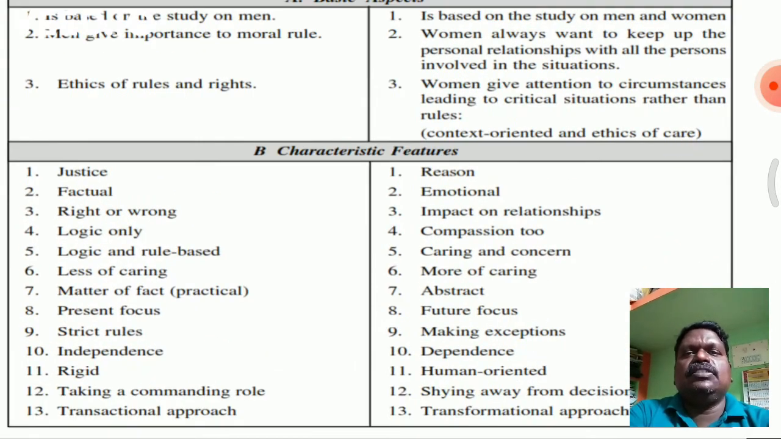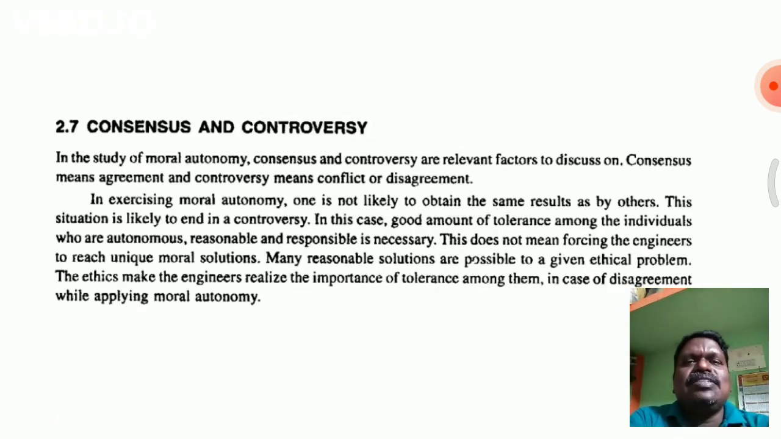So justice is given in Kohlberg, whereas reasons was taken in Gilligan. Factual is given in Kohlberg, emotional in Gilligan. Similarly, right or wrong in Kohlberg, impact on relationship in Gilligan. So it also continues for logic and then compassion in Gilligan. So it goes. So you can understand this. So then we'll go to the next one, consensus and controversies.